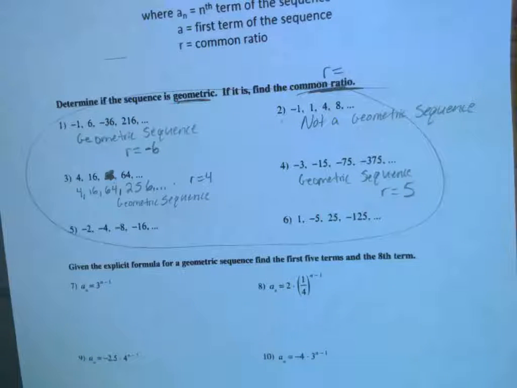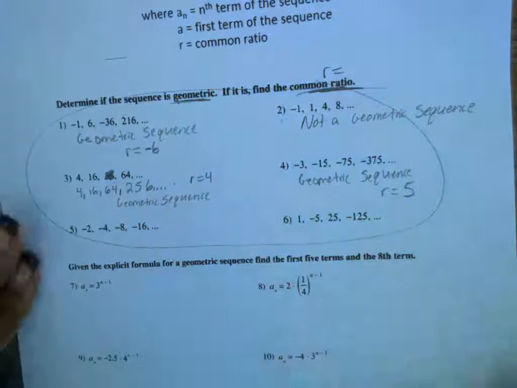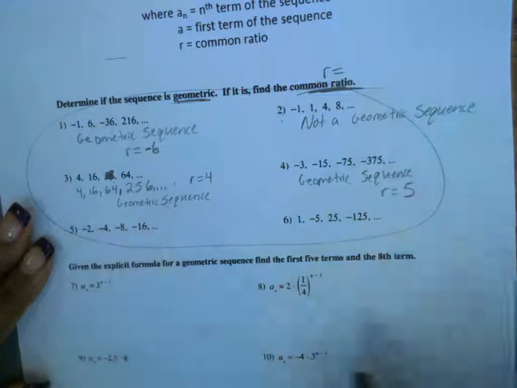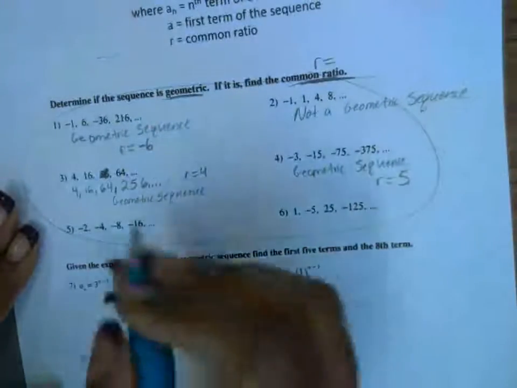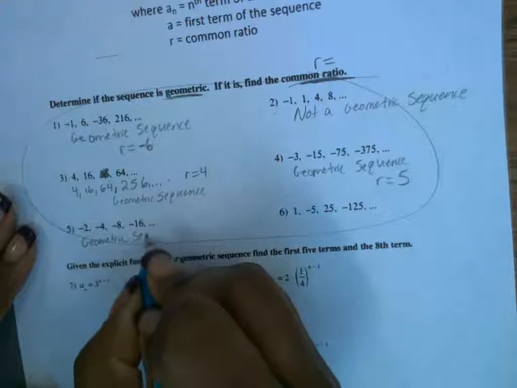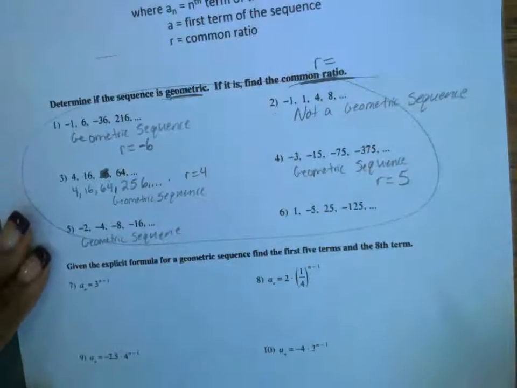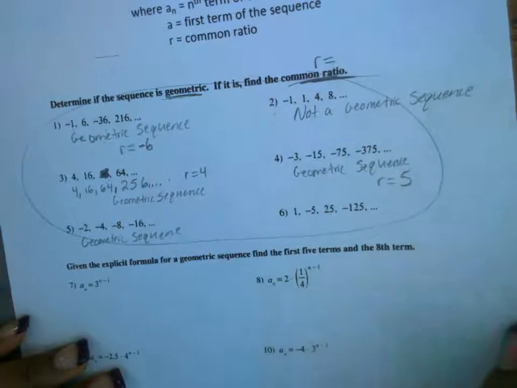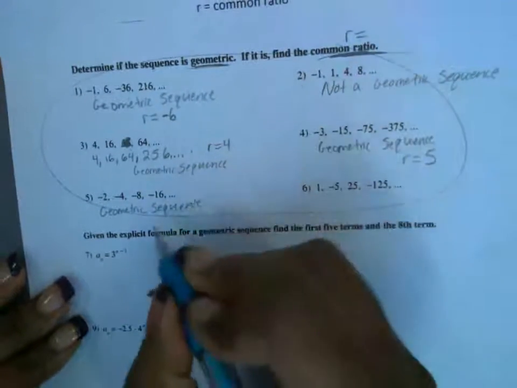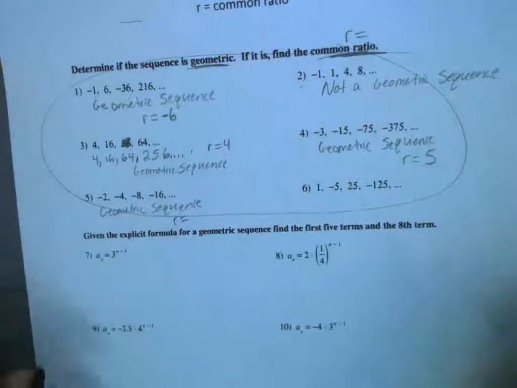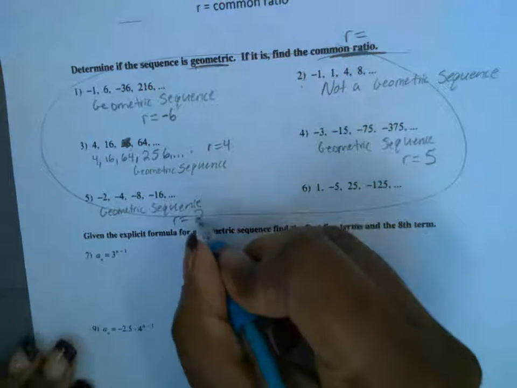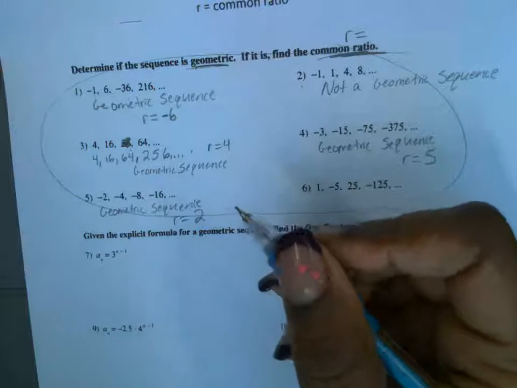Let's look at number 5. Somebody different. Alana, is number 5 a geometric sequence? Yes, it is. This is a geometric sequence. Very good. Cody, what is the common ratio for this geometric sequence? 2.